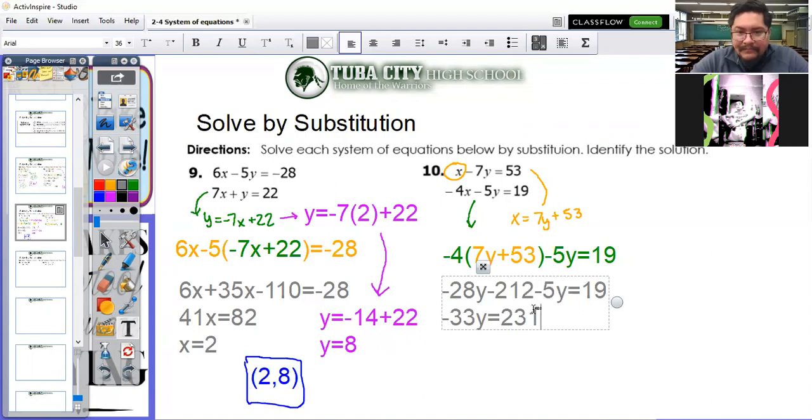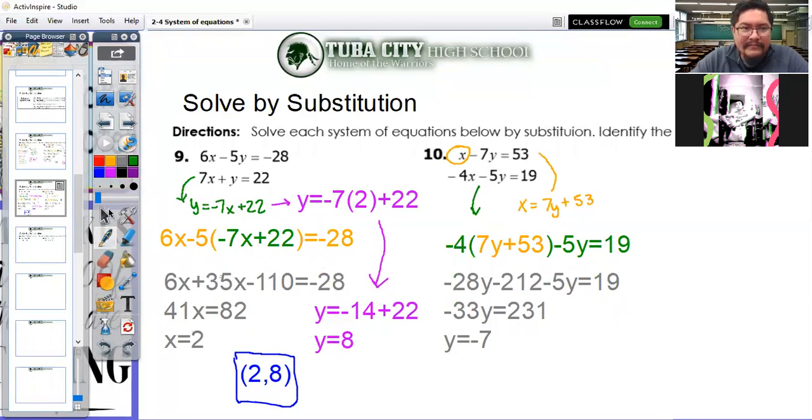Okay, now I have negative 33y. So to get rid of that negative 33, I'm gonna have to divide both sides by negative 33. And that's gonna be y equals negative 7, because again, I have to divide by negative 33. But I have the first one now. We got our first variable. And again, this is just ordinary algebra. So please, please, please, I hope you're good at that already.